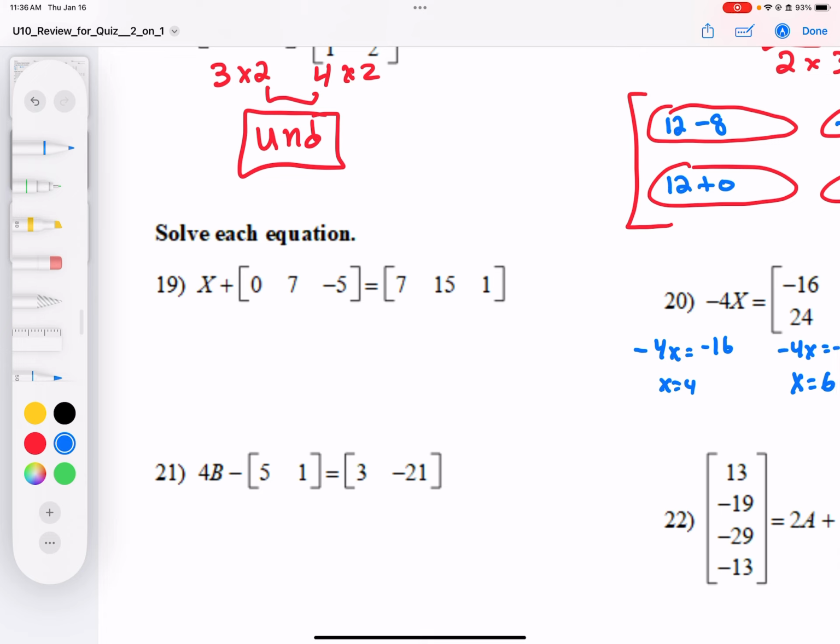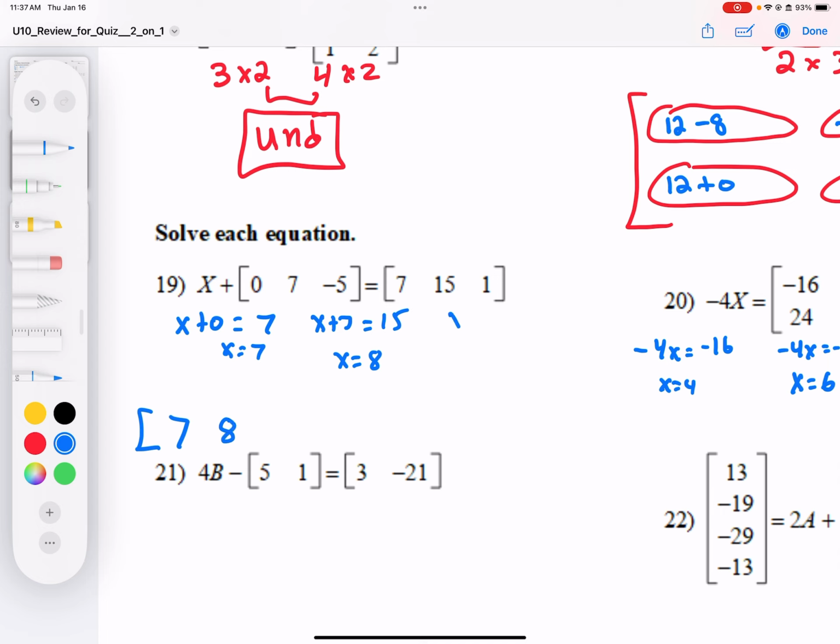Again, set up your equation. So x plus 0. So this x plus this 0 has to equal 7. So you get x is equal to 7. So there's my first solution. Now we go x plus 7 equals the first row, second column, so 15. So x is equal to 8.